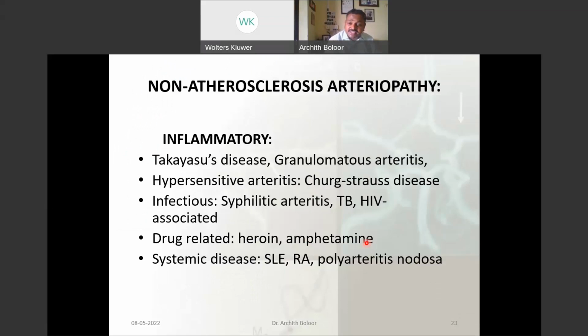A specific entity that we see commonly in young patients is the non-atherosclerotic arteriopathy. That is, there is arteritis, inflammation of the vessels, which could be due to various causes. Younger patients could have Takayasu's, you could have Churg-Strauss disease, infections like syphilis, TB, and HIV. These are very rampant; tuberculosis and HIV are very, very common in India. We do get it. Drug-related causes, cocaine, amphetamine, heroin, and connective tissue disorders like lupus and polyarteritis nodosa.